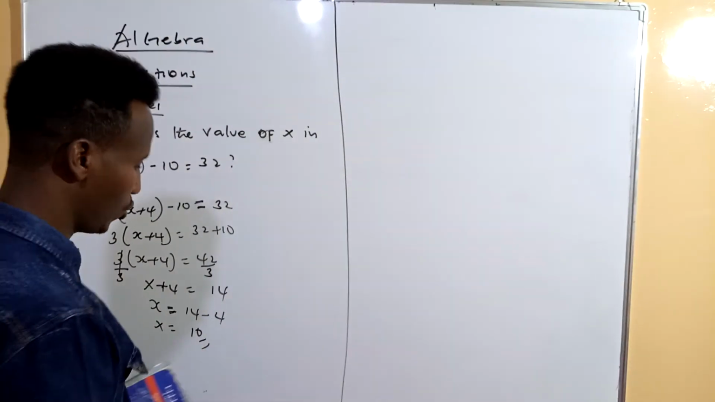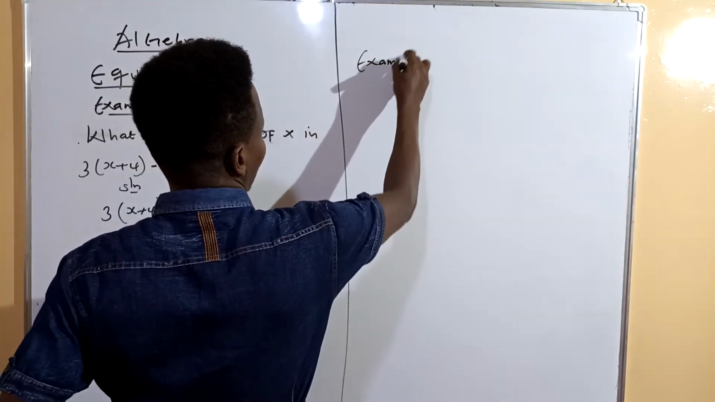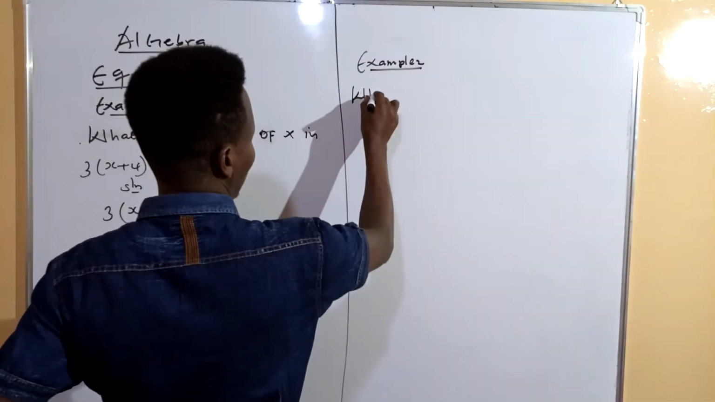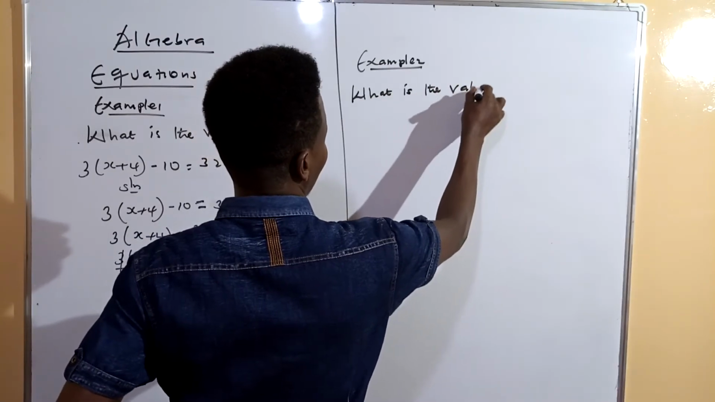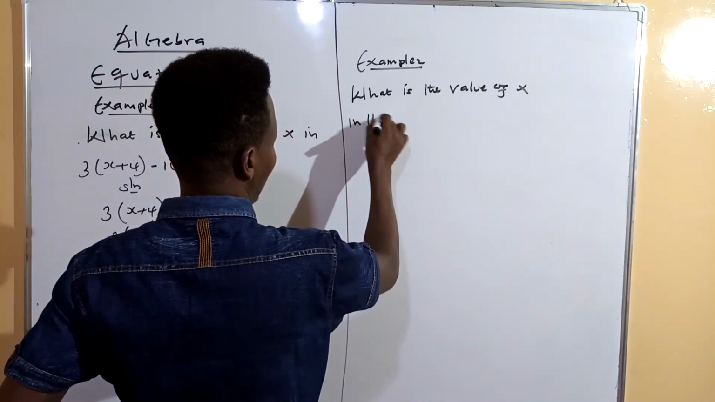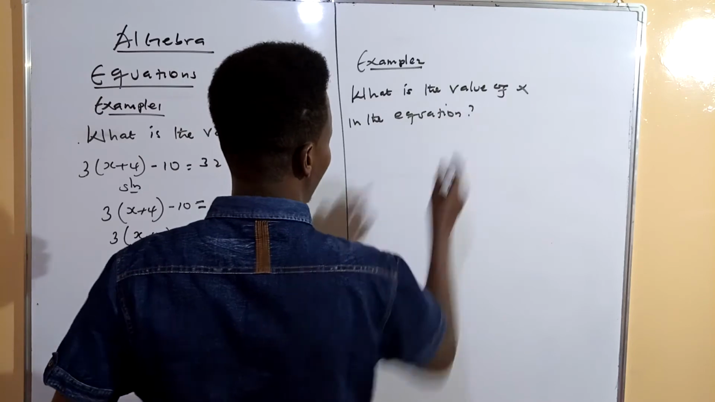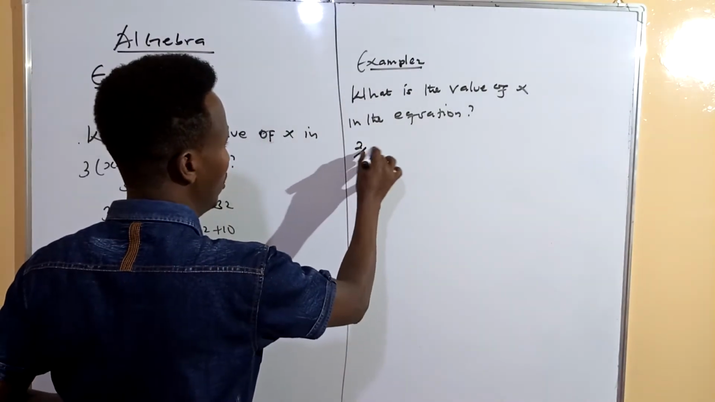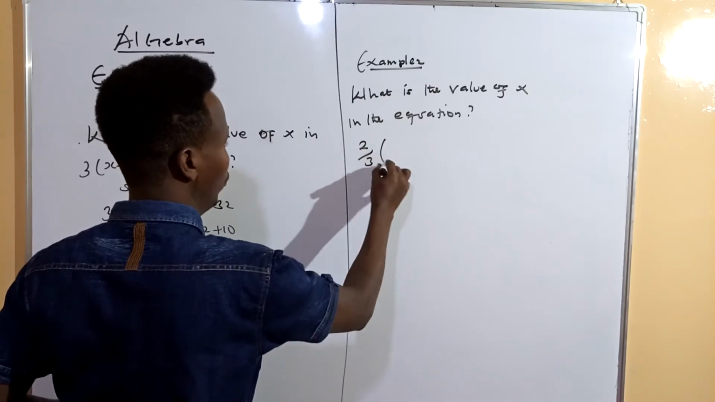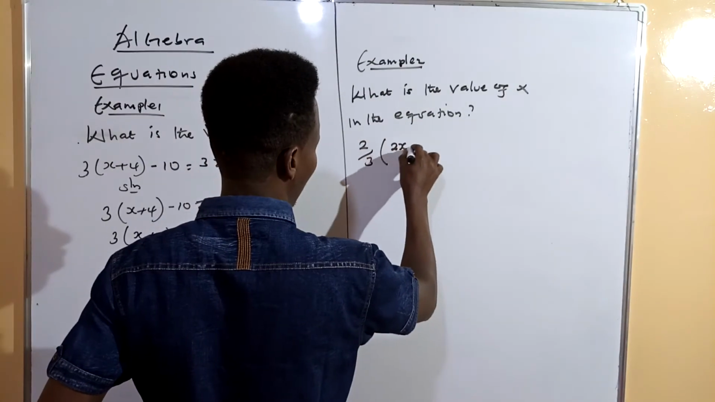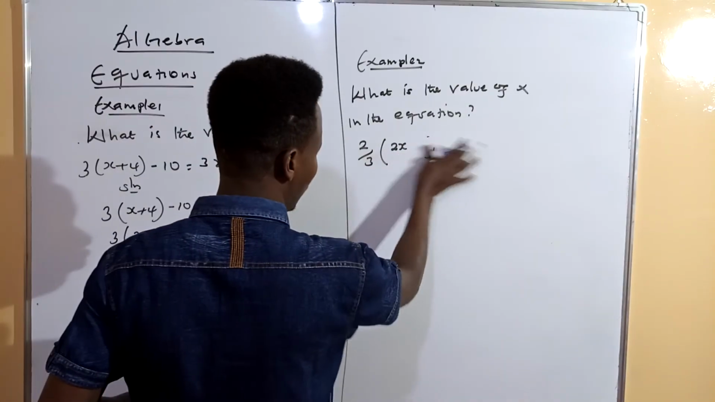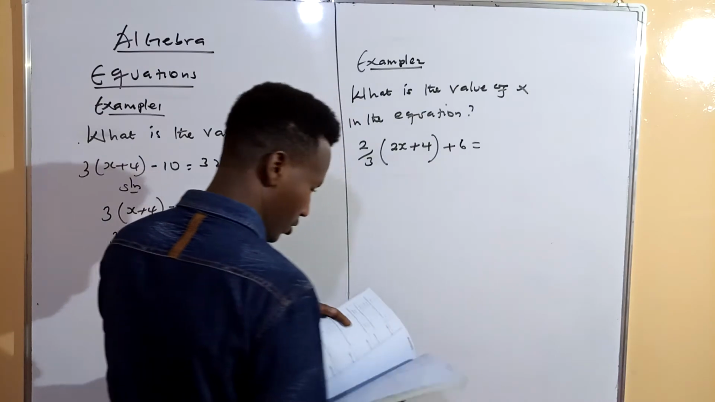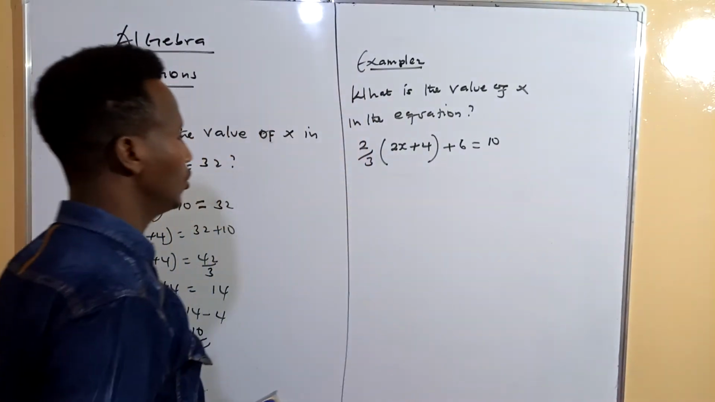Then let's proceed ahead and see this one, example 2. You're told, what is the value of x in the equation? Okay, this is the equation. 2 out of 3, open the bracket, we have 2x plus 4. Remember, this is 2x plus 4. Close the bracket, plus 6 is equal to 10. So this is your equation.